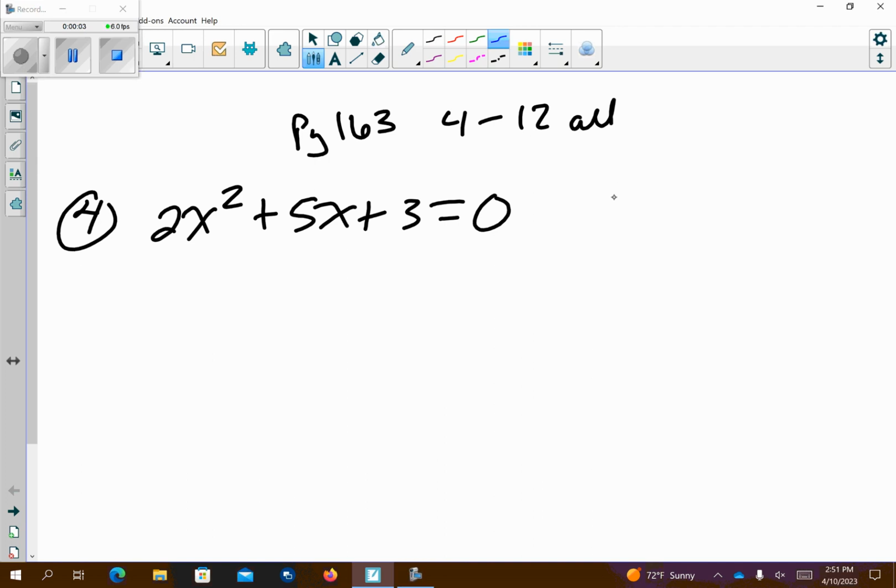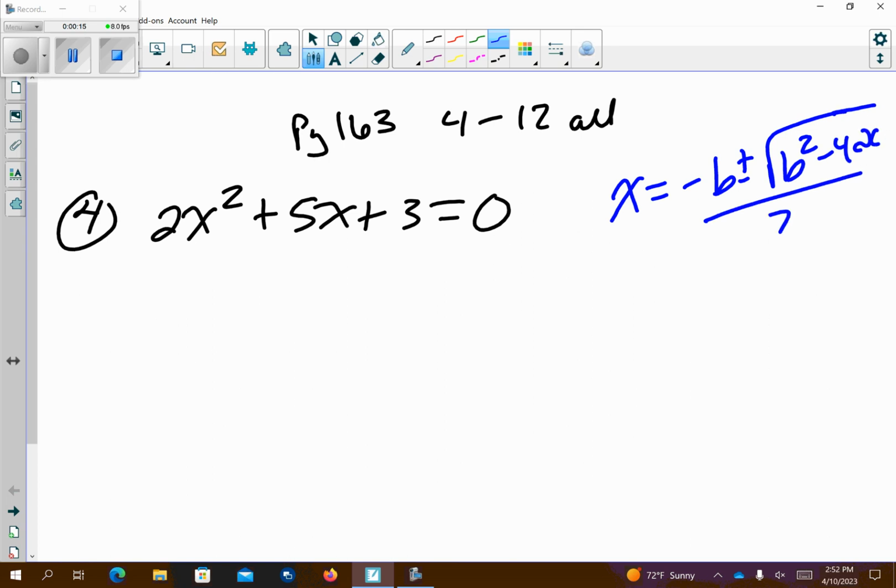Hello, we are going to go through problems on page 163, 4 through 12, all of them. We're using the quadratic formula, which is this. And this has definitely areas to plug in. So our A value is 2, our B value is 5, and our C value is 3. As long as it's equal to 0, we can use the quadratic formula.